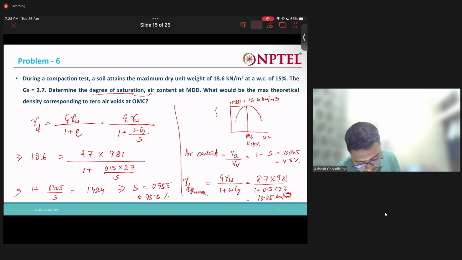What happens is that as we increase the water content during the test, our saturation also increases. Right, so our saturation keeps on increasing.